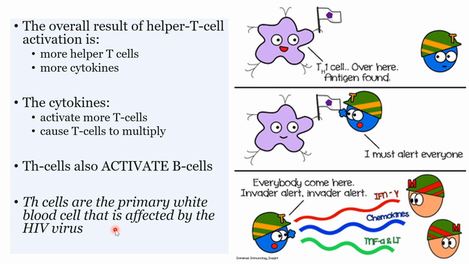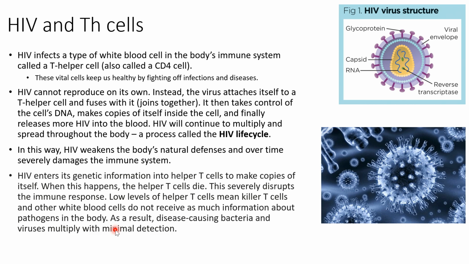Now, the other part of that is, guess what the HIV virus infects? Okay, y'all probably know it's T cells, but we got a couple of different kinds of T cells here. So which ones? Specifically the T helper cells. And remember, the T helper cells are the ones that alert everybody that there's a problem. So if you knock out your T helper cells, you're knocking out a big part of communication with the rest of the immune system. So HIV.